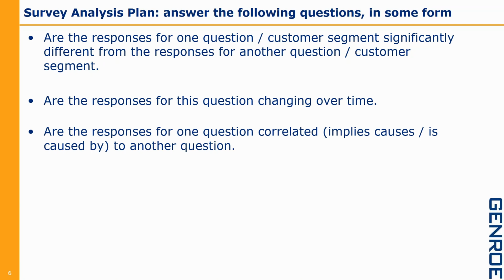And the third style of question you're going to want to answer is really all about whether the responses for one question correlate in some way to the responses for another question. Typically this implies cause or is caused by, and we'll talk about that a little bit later on, but this is really getting an understanding as to whether or not, in Net Promoter Score terms for instance, this particular attribute question is a driver of Net Promoter Score or customer satisfaction.